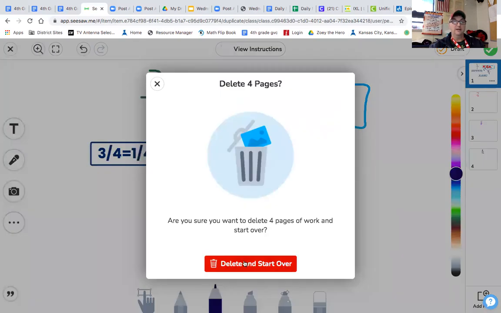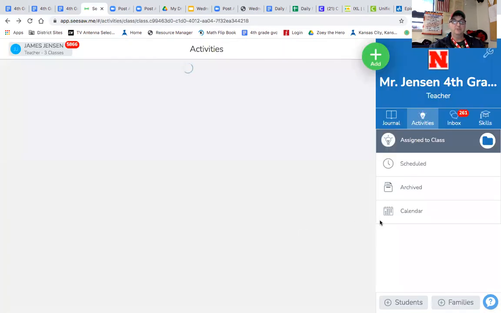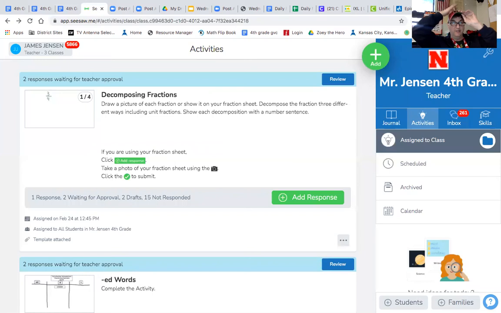And get to work on that. It might take you a little bit of time, but I'll be looking for it. You should have time to get it done. So I'll be looking for it in Seesaw. Hopefully you get that done, and hopefully you understand this lesson well.